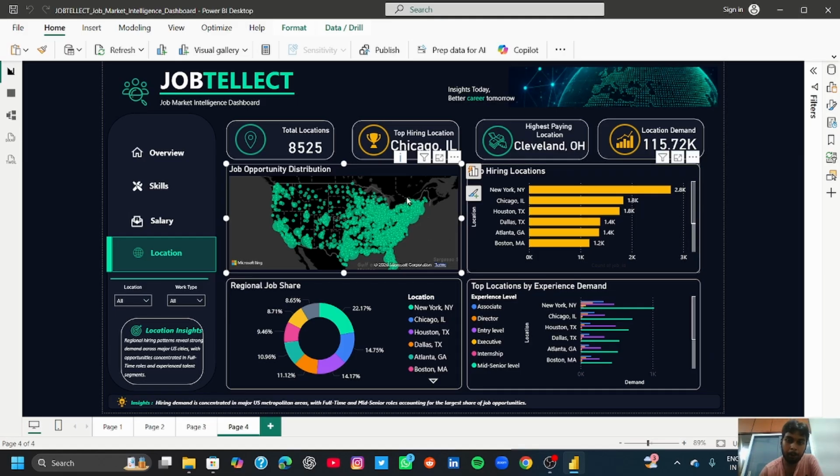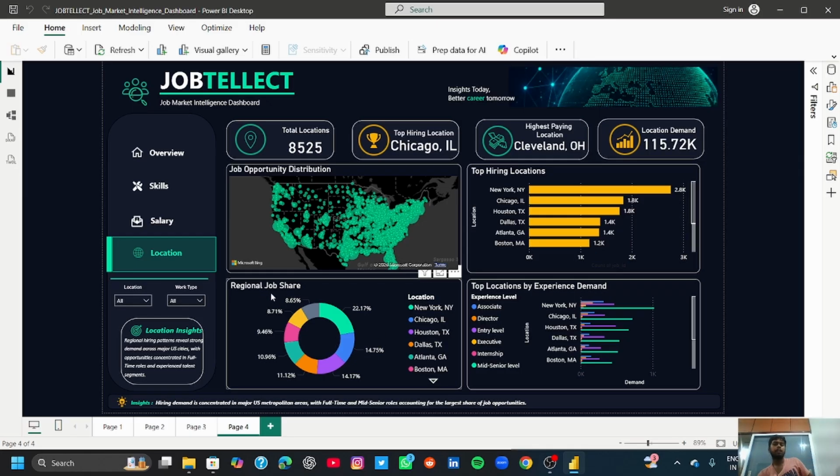Here we can see the map visual chart of the United States of America distribution, which in the bubble region we can see here. Actually, New York City comes here where the job requirement is somewhat high. Here, Texas is where there is more demand and much more. Here we can see the top hiring locations: New York at 2.8K, Chicago, Illinois, Houston, Texas, Dallas, Texas, Atlanta, Georgia, and Boston, Massachusetts.